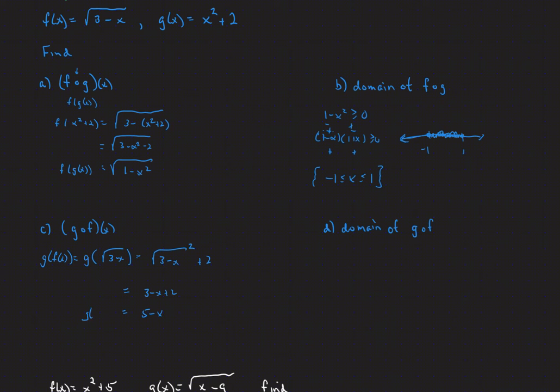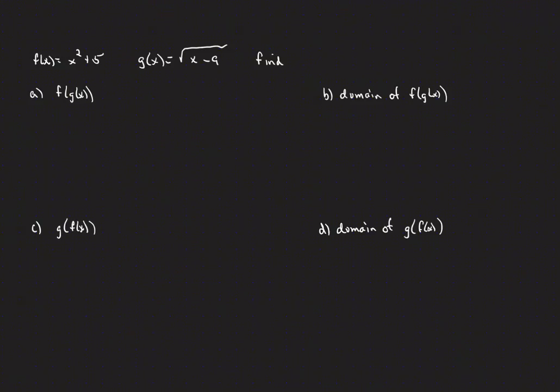Now at first glance, it may look like that has no domain issues and that the domain would be all real numbers, but remember a number has to first go into f and be defined there. And to be defined in f means that 3 minus x must be greater than or equal to 0. So that means that x must be less than or equal to 3. And that is our domain for g of f of x.